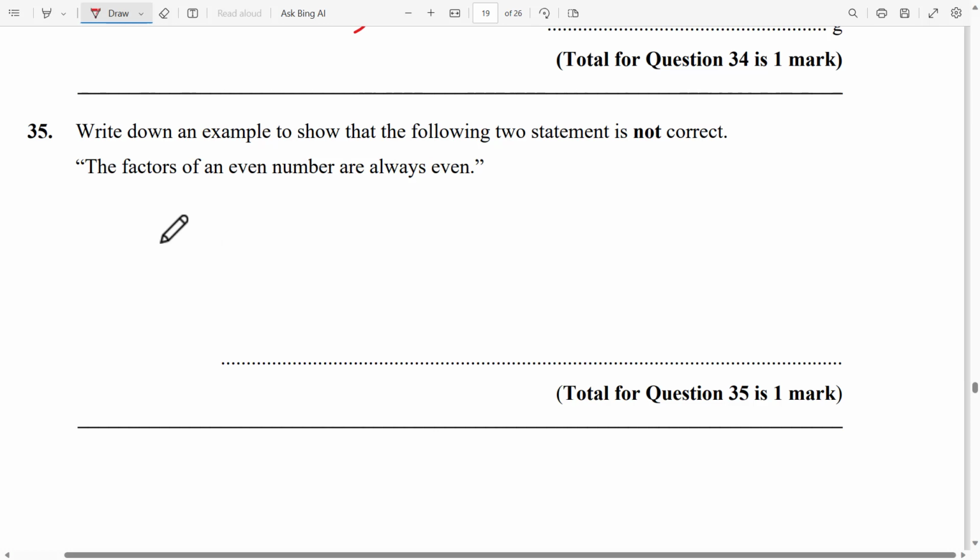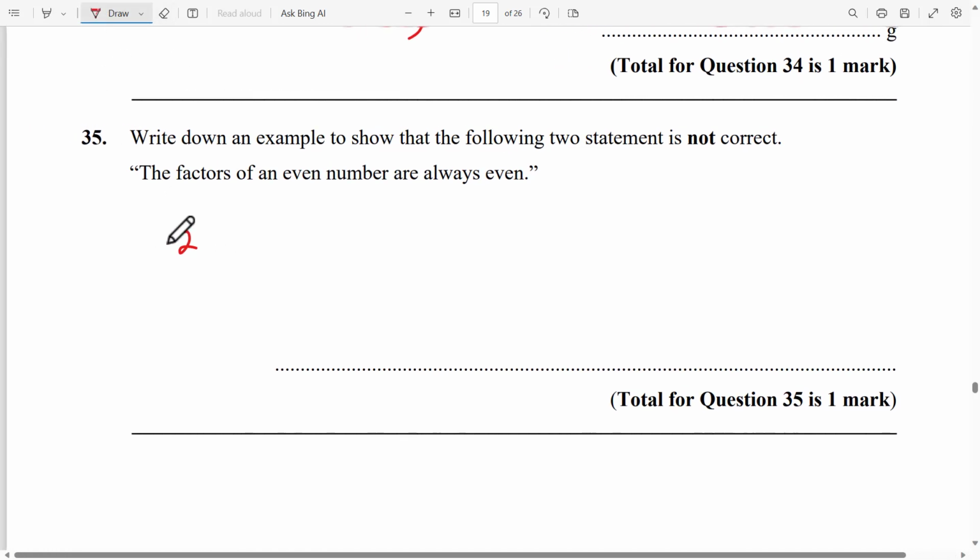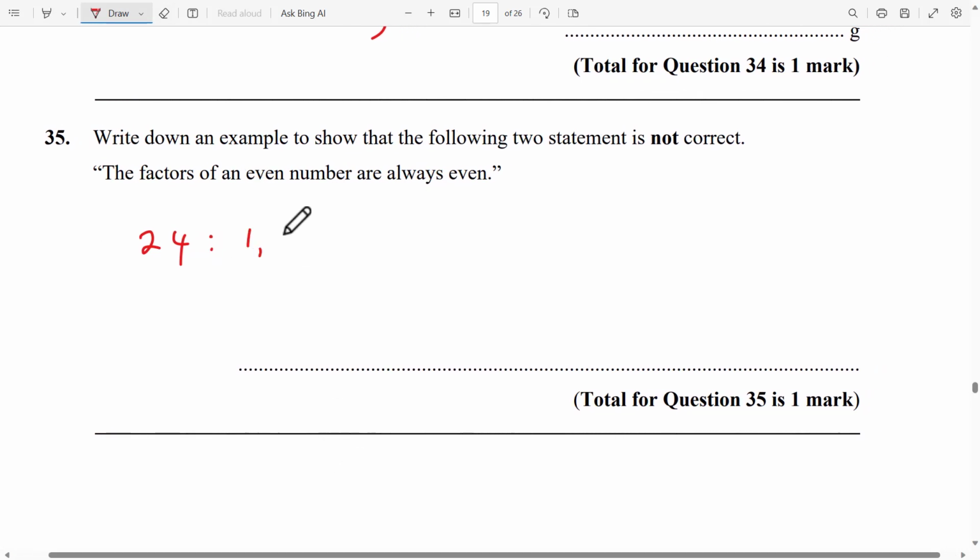Well, let's take the factors of 24. Okay. Now the factors of 24 are 1, 2, 3, 4, 6, 8, 12, and 24. So if you look at it, obviously you can see that this is already an odd number, and this is another odd number, and the rest are even numbers. So that shows that the factors of an even number are not always even. Some of them are odd numbers. You get it now?